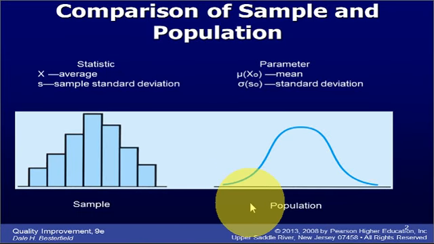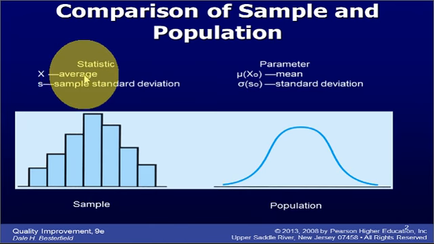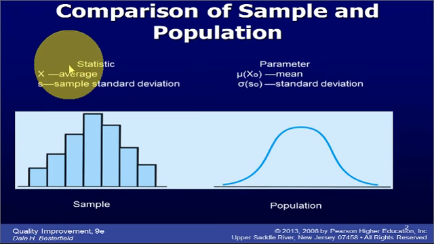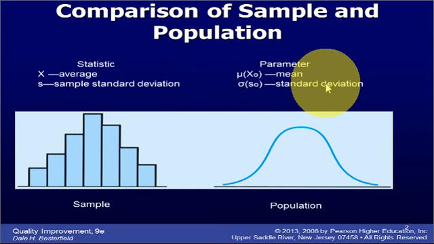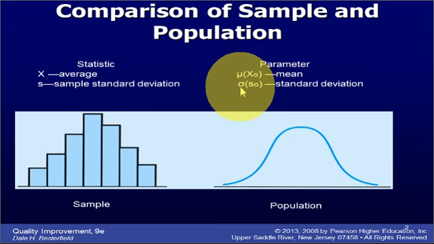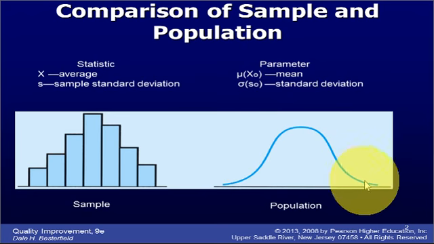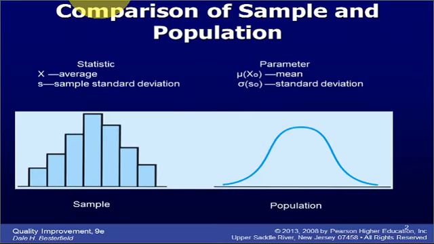These two graphs compare sample and population. So we use average and sample standard deviation to describe a sample, and these two are called statistics. And we use mean and standard deviation, the mu and sigma, to represent the characteristics of a population, which are called parameters.